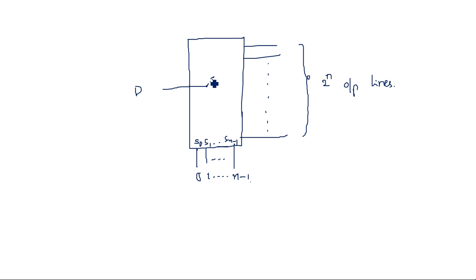Inside, it is like a switch, connected with the 2 power n number of outputs. Based on the selection line, the switch is connected to that particular output line, and automatically the input will be transferred to the output. The size of the demultiplexer is 1 by 2 power n. For example, if n is equal to 1, it is 1 by 2. If n is equal to 2, 1 by 4. If n is equal to 3, 1 by 8. Like that, we will have the size of the demultiplexer.